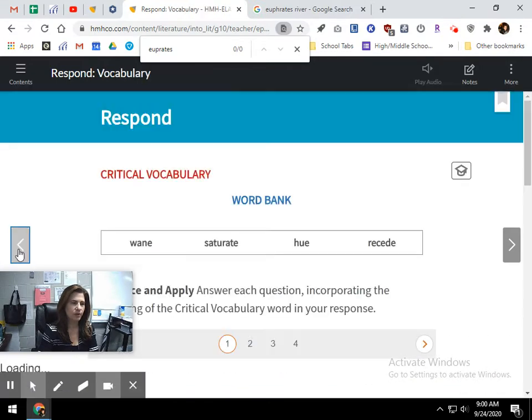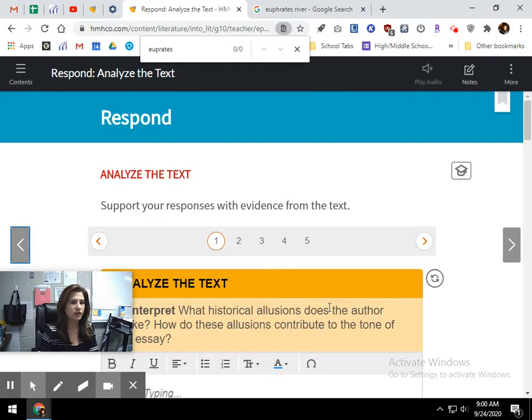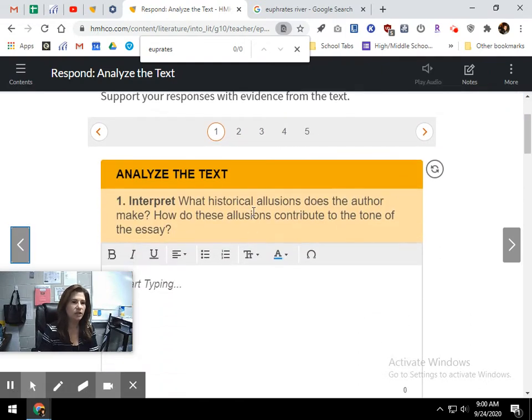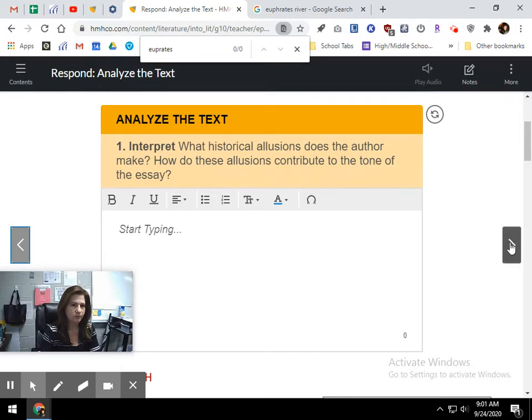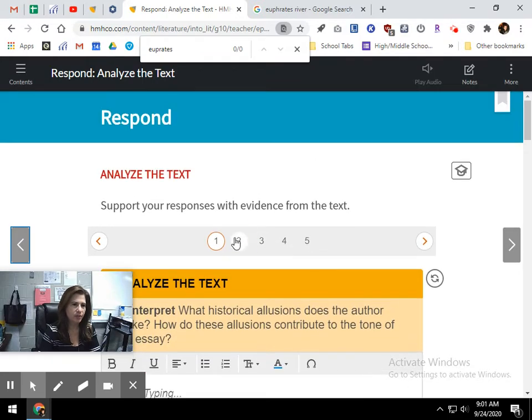All right, let's get back to our questions. So that's the allusion there, the historical allusion to ancient times near the Euphrates River. And how do these allusions contribute to the tone of the essay? So the tone is the author's attitude towards what she's writing about. She is completely awestruck by the sight that she sees, okay? How does comparing what she's seeing to seeing it as an ancient person in prehistoric times, how does that contribute to the tone? Okay, let's move on to number 2.